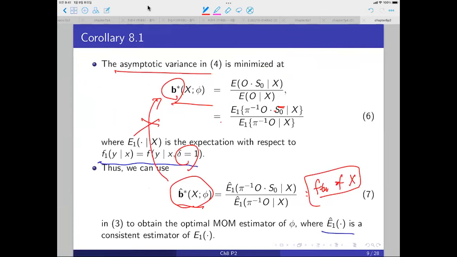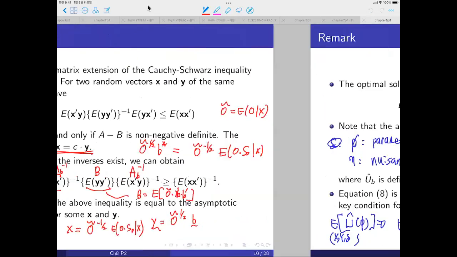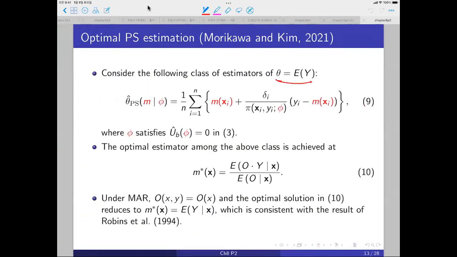So we use this equality first. This is in terms of the original distribution of y given x. This is the distribution of y given x and delta equal to 1. But we use this equality, so we are not estimating this directly. We first express it this way, and then estimate this component. Okay, so let's move on. This is actually a key result.